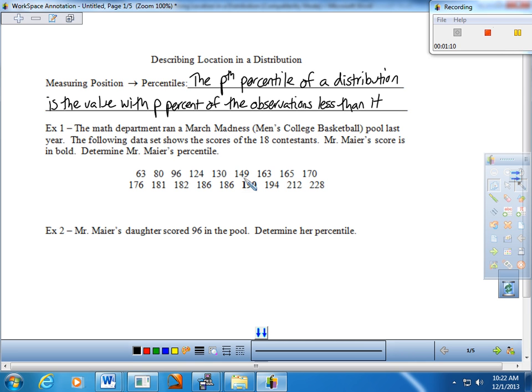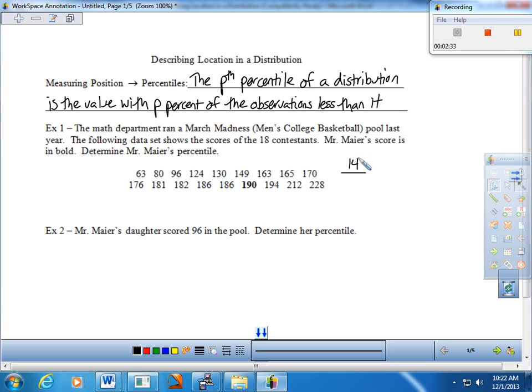Really not too bad. What we want to do is take the number of observations less than the 190. If we want p% of the observations less than that, let's think about this quantitatively for a second. How many of the scores were less than 190? So here I am. I came in 4th place, by the way, not too great. But out of the 18 contestants, 1, 2, 3, 4, 5, 6, 7, 8, 9, 10, 11, 12, 13, 14 contestants finished lower than I did. So I did better than 14 of the 18 contestants.